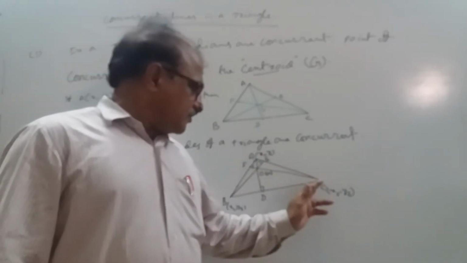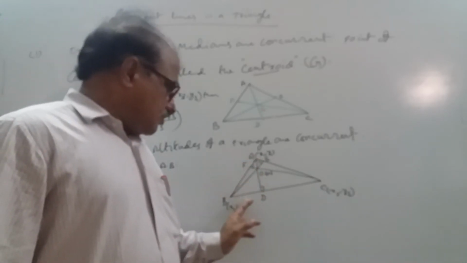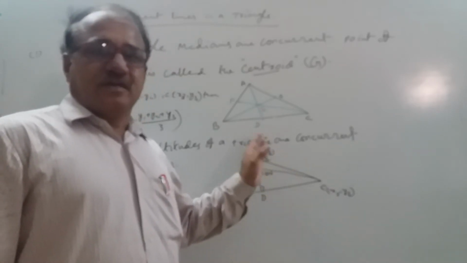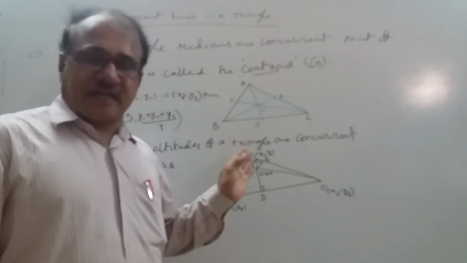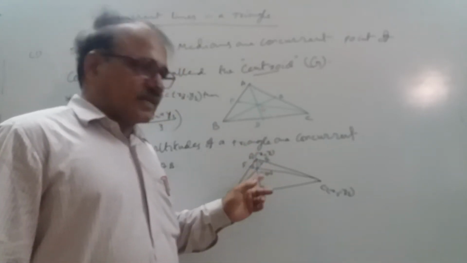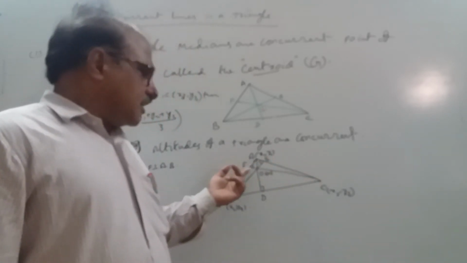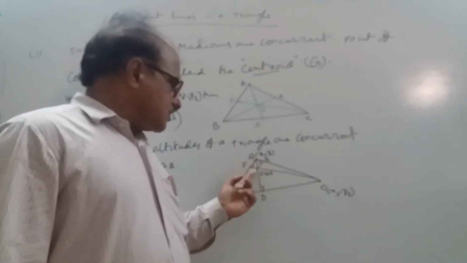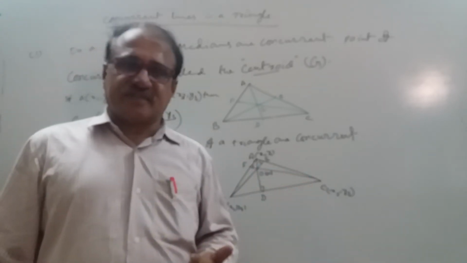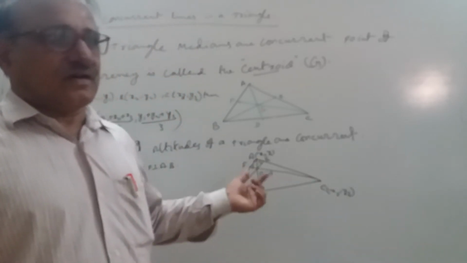Similarly, we can find the slope of AC and then the slope of BE. If we know the slope of AD and it passes through A, whose coordinates we know, then we can find the equation of AD. Similarly, we can find the equation of BE. The intersecting point is nothing but the orthocenter. If we find the equation of CF and this intersecting point of AD and BE satisfies the equation of CF, then the lines are concurrent. We can find the orthocenter like this.